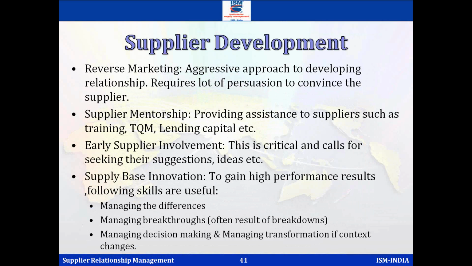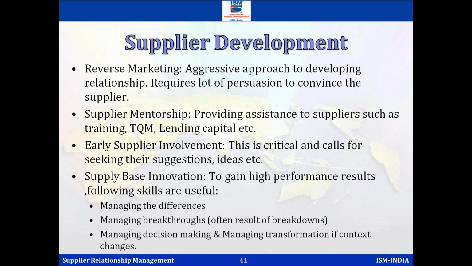Supply-based innovation. I think this is very important. Again, I'm summarizing that 70% of my items, of my products, are coming from suppliers. Any innovation done by the supply base, basically I gain the benefits around. I get the value out of it.